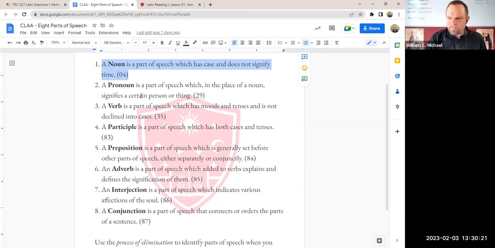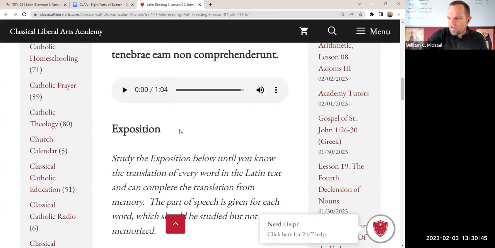Yes, yes, yes, good. All right. A pronoun is a part of speech which stands in the place of a noun. Does verbum stand in the place of a noun? Yes or no? No, no, no. Very good. So verbum must be what? What part of speech must verbum be? A noun. Very good.